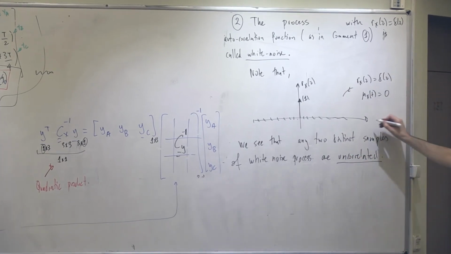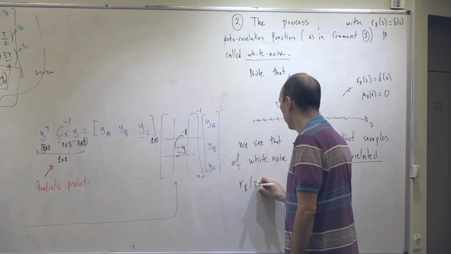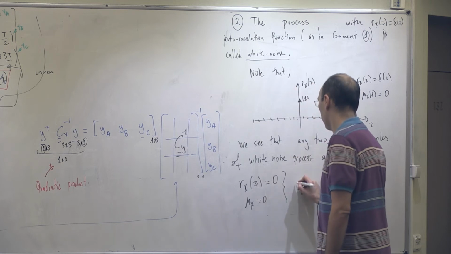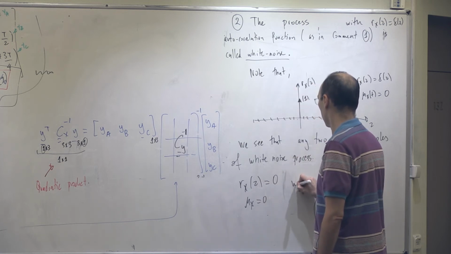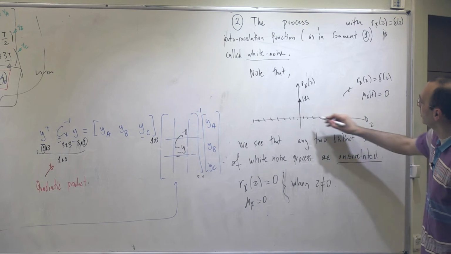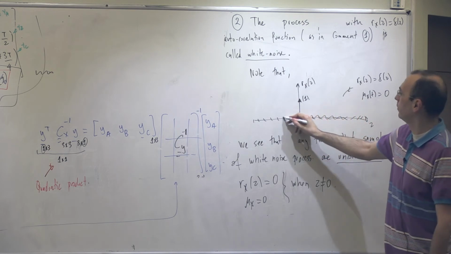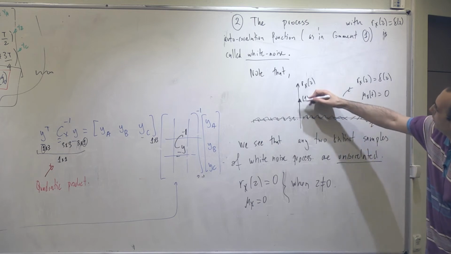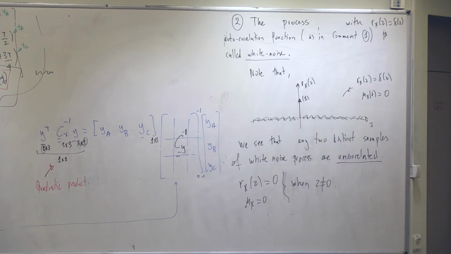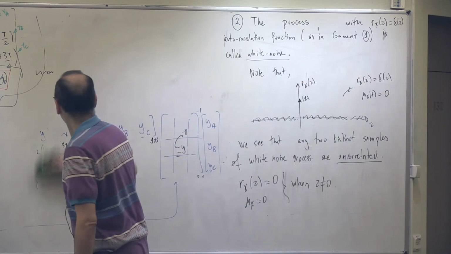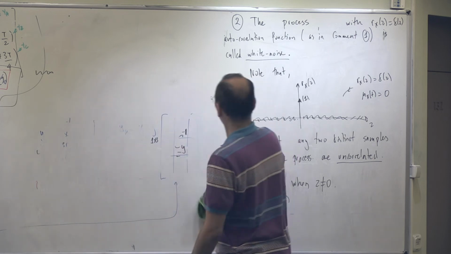Okay. So that means that Rx of tau is equal to 0, mu x is equal to 0, when tau is not equal to 0. That is the meaning of this. The autocorrelation function is everywhere equal to 0, except when they're identical. So this is maybe a singular definition because of this impulse, but this is the definition of white noise. Again, I will say more things on white noise immediately after this discussion.